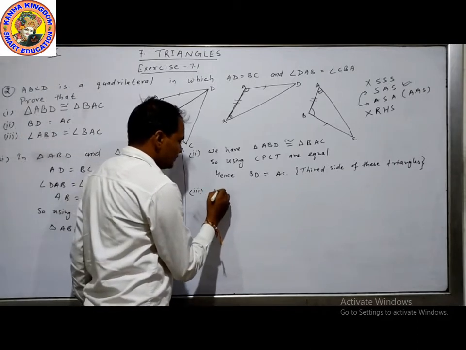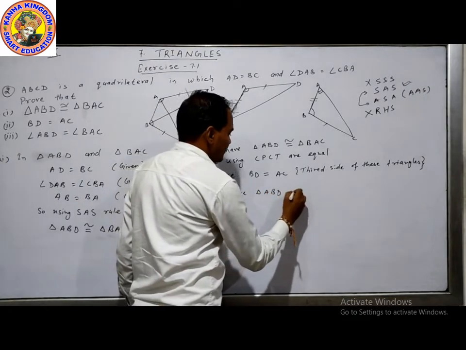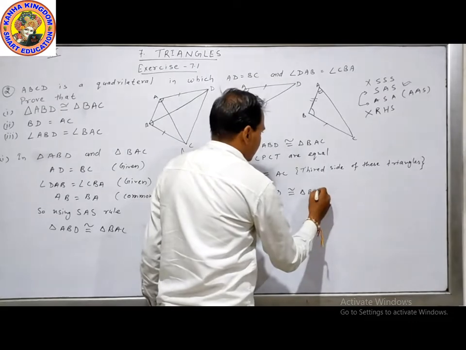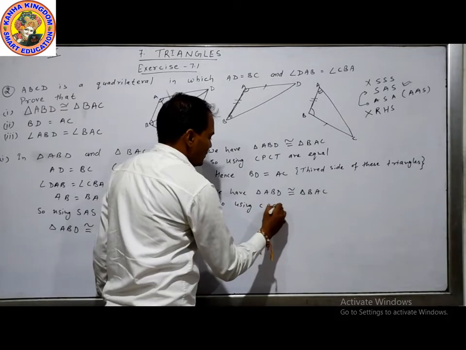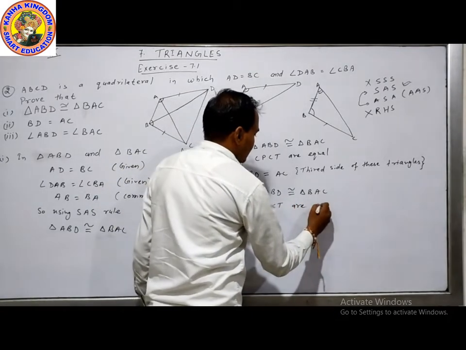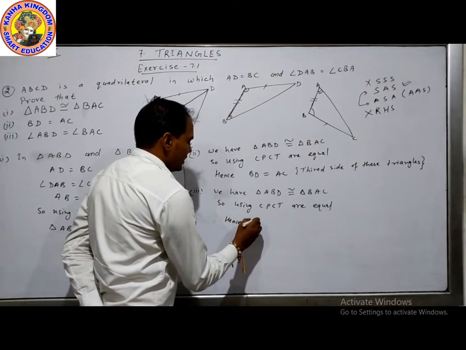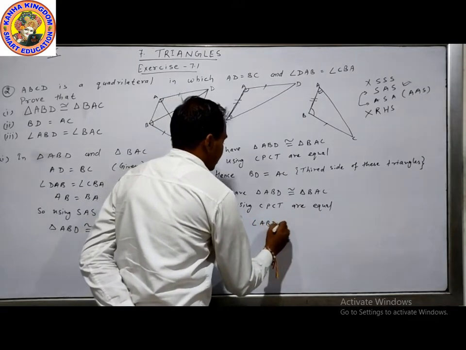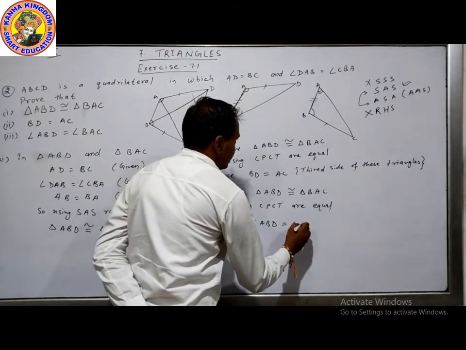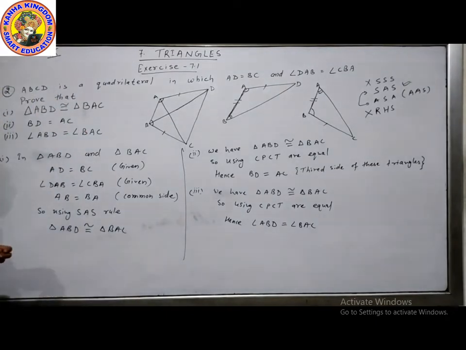So we have triangle ABD congruent with triangle BAC. So using CPCT, the corresponding parts are equal. Hence these angles are also equal: angle ABD is equal to angle BAC. So there are three questions, and we have proved all of these three.